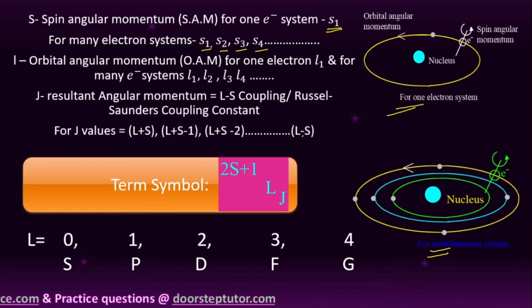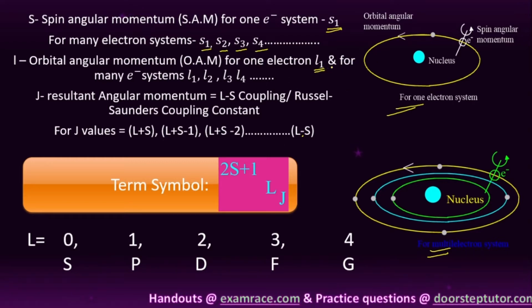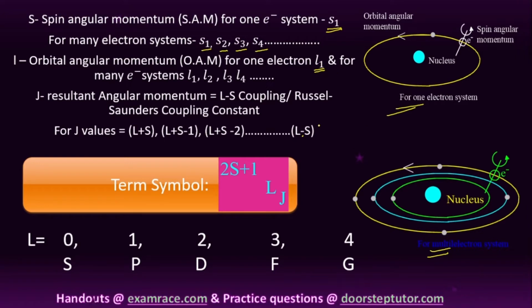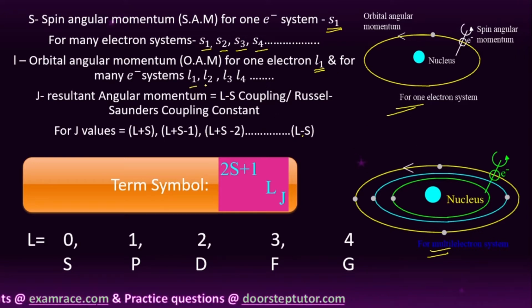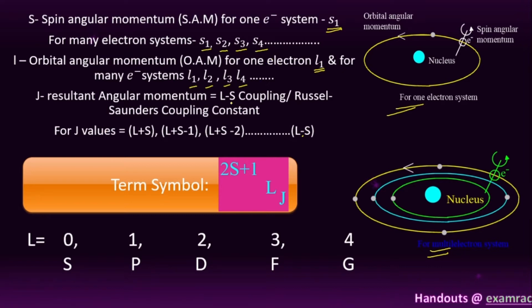Okay. For orbital angular momentum, we already know very well that the moving electron revolving around the nucleus generates the orbital angular momentum. For one electron system, we can denote the orbital angular momentum as L1. For many electron systems, we can denote them as L1, L2, L3, L4, and so on. Okay. So J is the resultant angular momentum, which means it is the sum of spin angular momentum and orbital angular momentum.